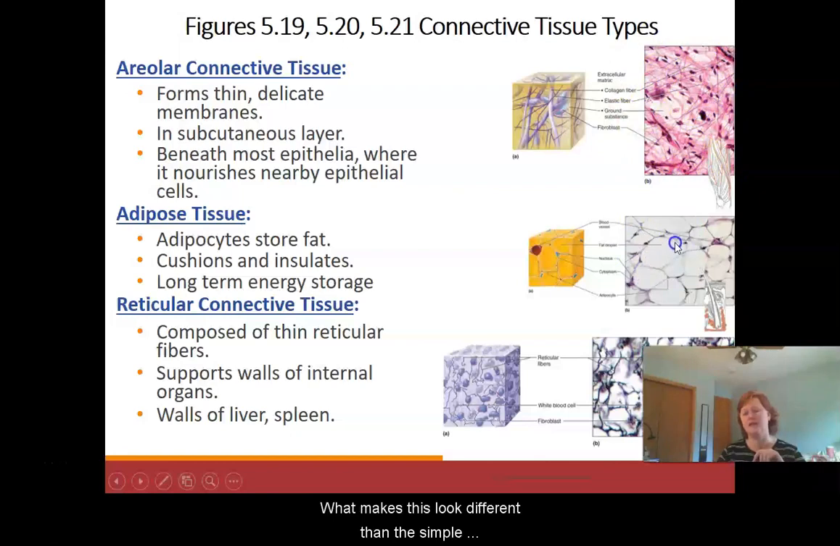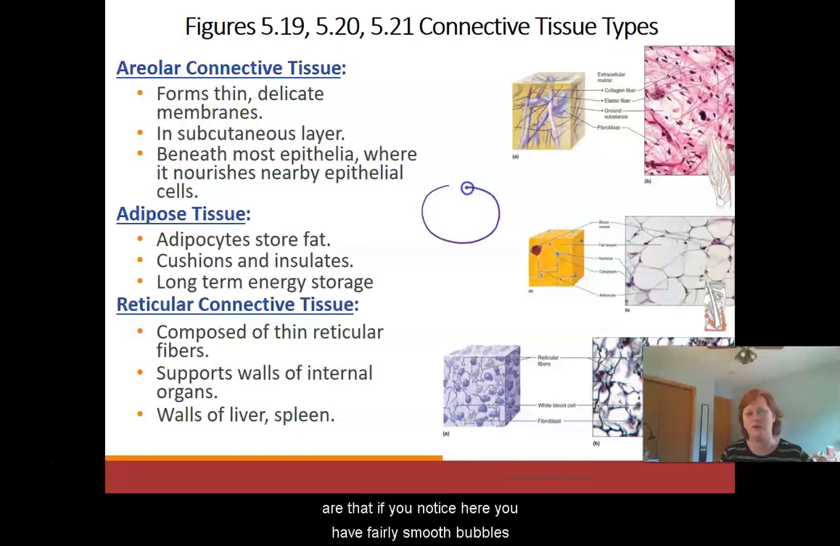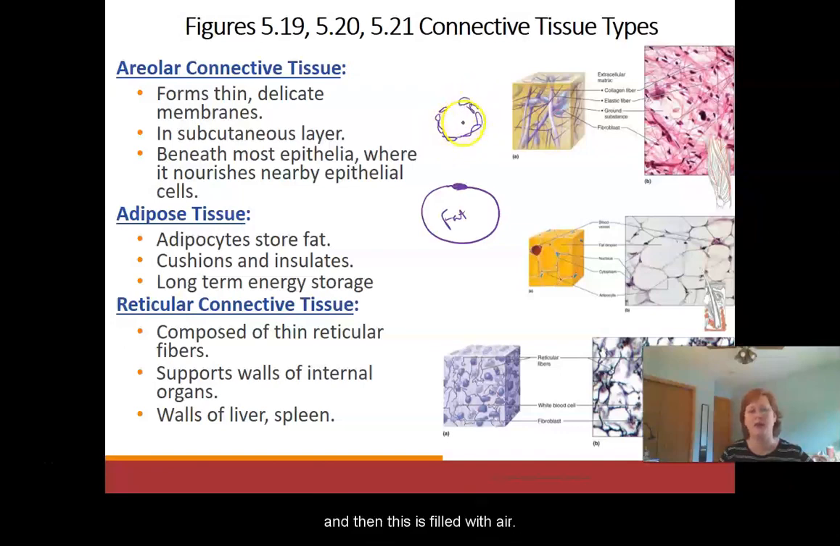What makes this look different than the simple squamous bubbles that we see in the lungs is that, if you notice here, you have fairly smooth bubbles, and then you might see one little nucleus. So this is all filled with fat. But in the alveoli, you get a very uneven bubble formed because you have lots of these little simple squamous cells making it up, and then this is filled with air. So the surface tends to be uneven, and I tend to see a lot of nuclei for all those different cells.